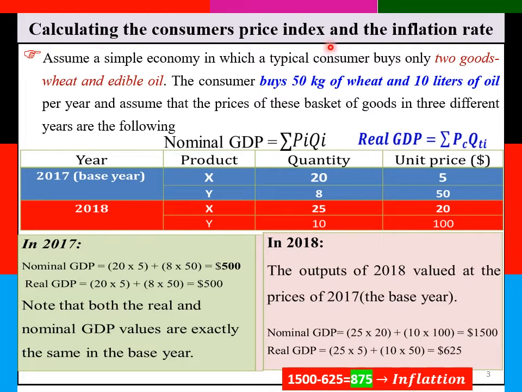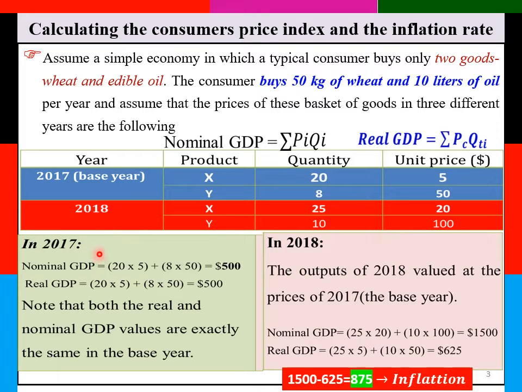Calculating the consumer price index and the inflation rate. Let us assume there are two goods, wheat and oil. The amount of wheat is 15 kilograms and oil is 10 liters. The years given here are 2017 and 2018. The economy produces two products, X and Y. We have the quantity produced in each year and the price of the product in each year. Depending on this formula, we can calculate the nominal GDP and the real GDP.